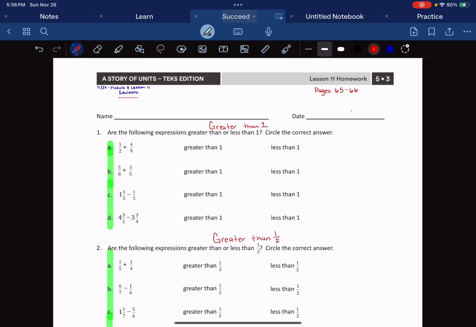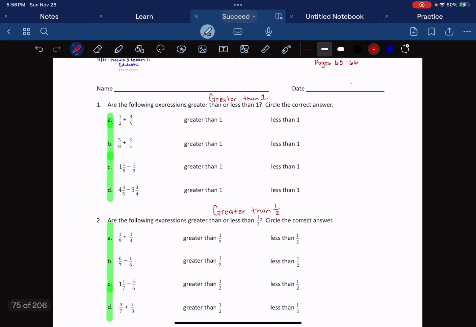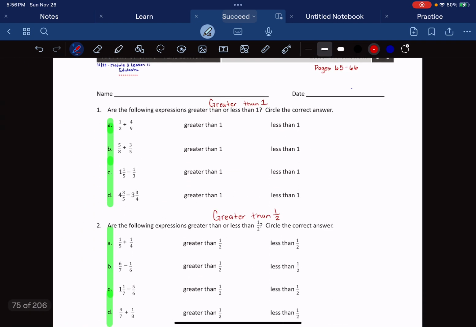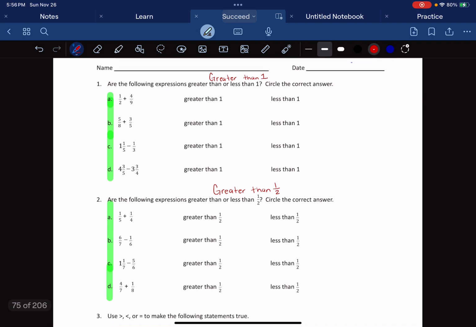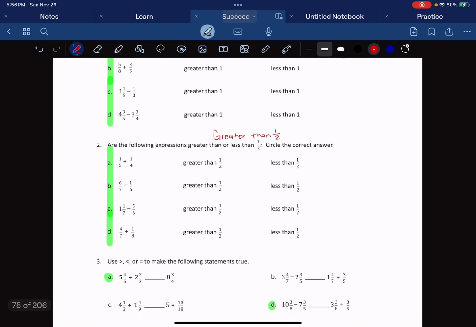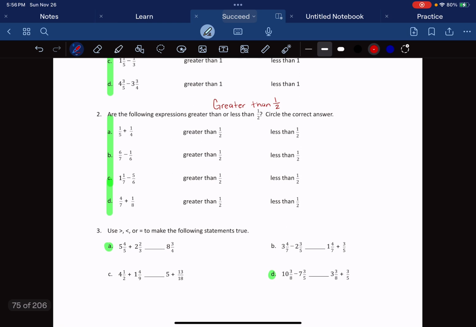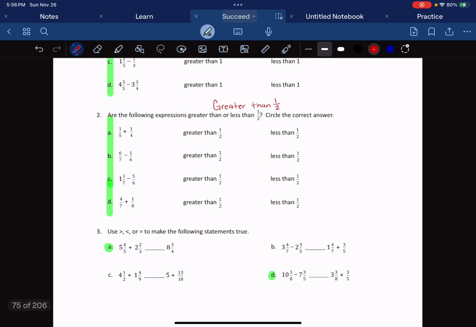And you are going to highlight what I have highlighted here. So I have all of number 1 highlighted. I have all of number 2 highlighted. And then number 3, you're going to circle A and D.